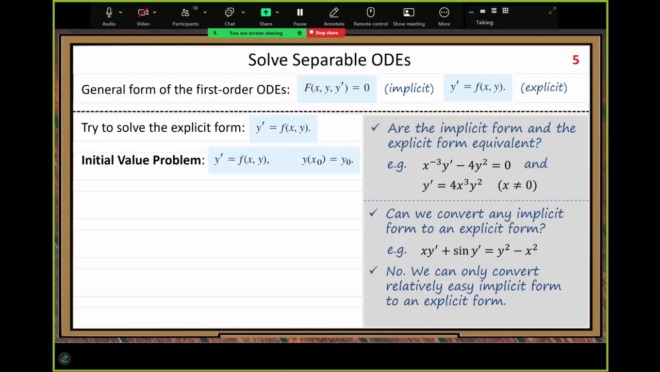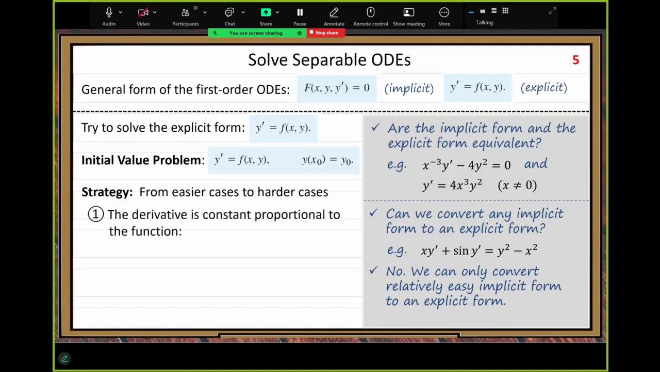Because most of our application problems, we need to work on the initial value problem. The initial value should be given. Otherwise, you have some undetermined constant. So you use the initial condition to determine the undetermined constant. Strategy: from easier cases to harder cases.